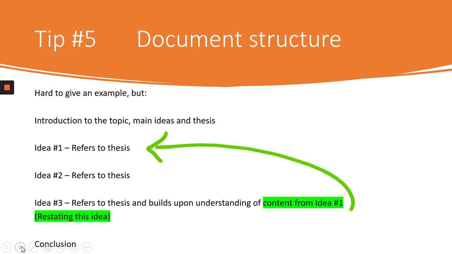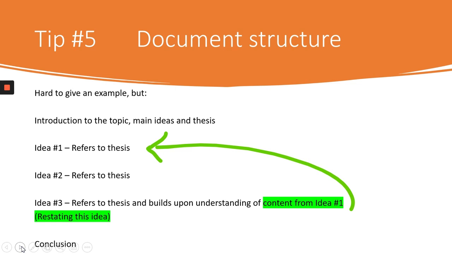So as an example here, it's tricky to explain this, but in most essays you might have your introduction to the topic, your main ideas and your thesis at the beginning, then idea number 1, which refers back to the thesis at the end, idea number 2, which sort of stands alone but does refer to the thesis, but then idea number 3, which refers to the thesis, but it also uses some content that you explained in idea 1, but because you've got idea 2 in the middle, you have to quickly summarize that content again in order to make idea number 3 nice and clear when you introduce it.